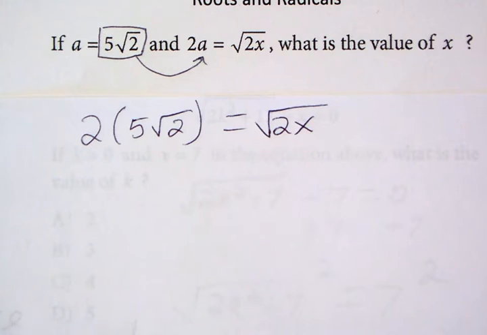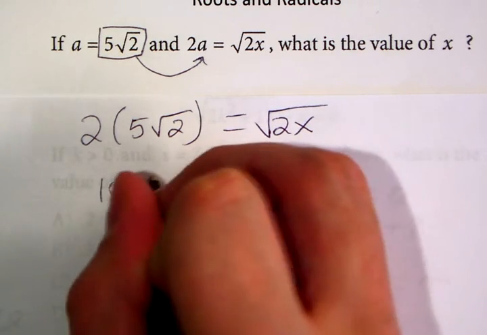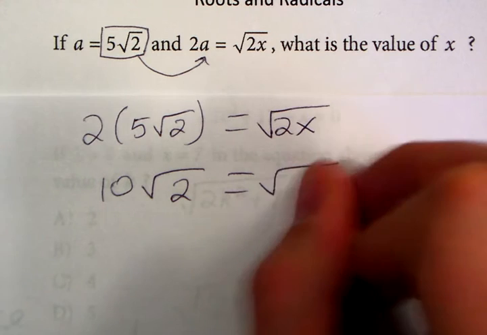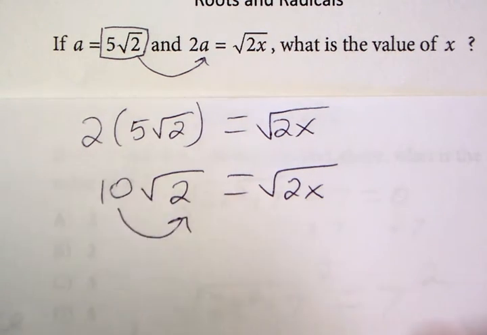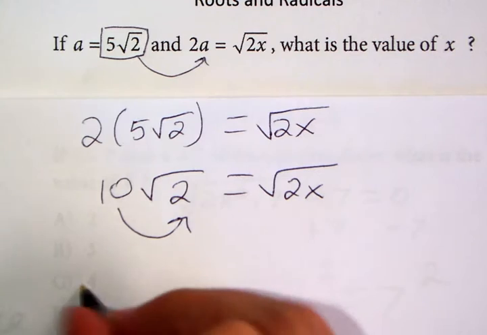Now we multiply. 2 times 5 gives us 10. We don't change what's underneath the radical. It's almost like how you would treat a variable. You multiply the coefficients, but you don't change the radical. If I want to put 10 back underneath the radical, I need to square it.